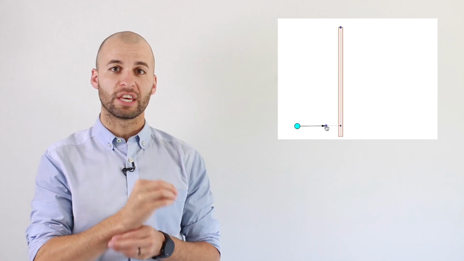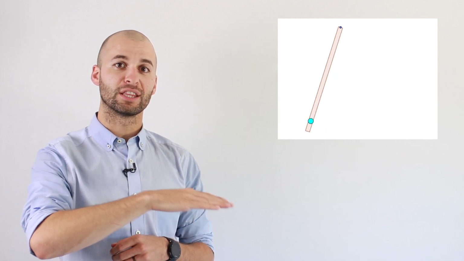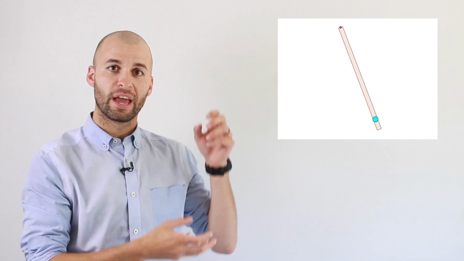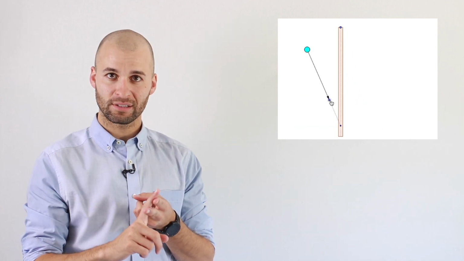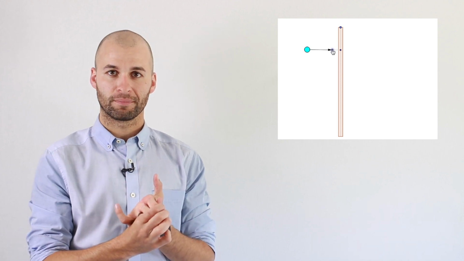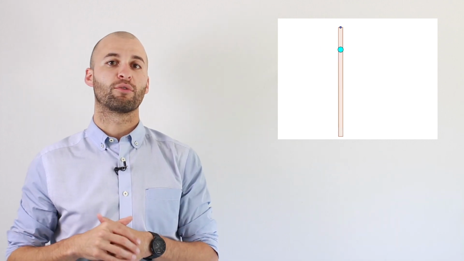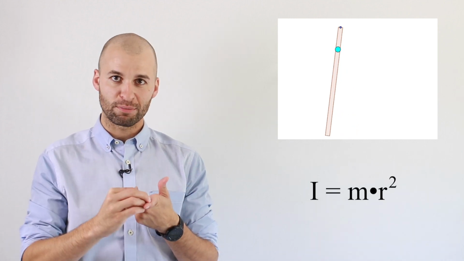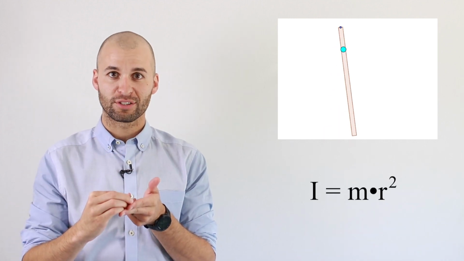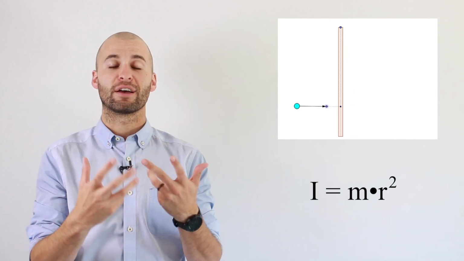Key factors for this type of problem: the mass that's coming in and colliding with a stationary object. How far is it from the axis of rotation? What is its mass? And how fast is it moving? The moment of inertia for a point mass is just mr squared. What is its mass? How far is it from the axis of rotation? And then that value squared.